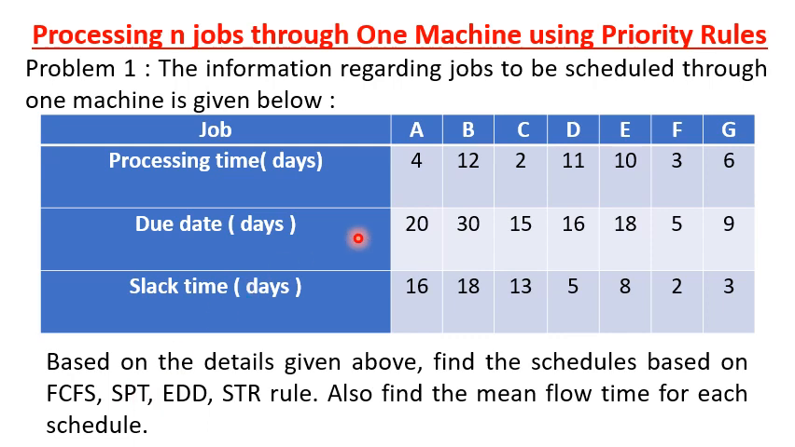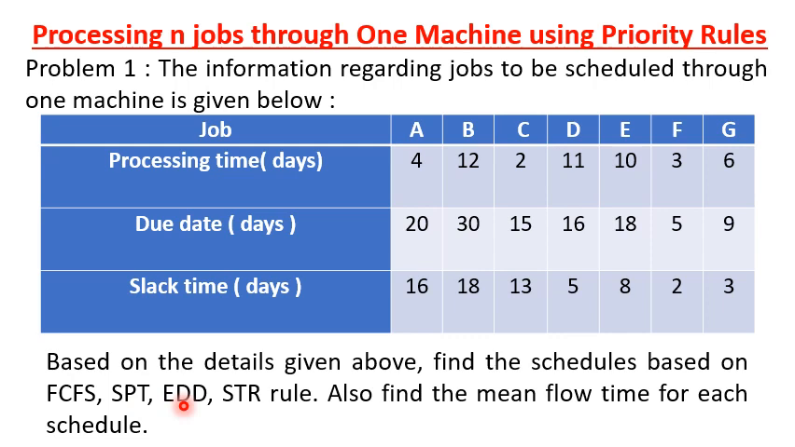SPT refers to the shortest processing time. In this rule, whichever job has the least processing time will be processed first. So in this case, C has the least processing time, so C will be processed first. Then the next least is 3, so F will be processed next. And the one with the highest processing time, here it is 12, so B will be processed last because it has the highest processing time. So the job with the shortest processing time will be processed first.